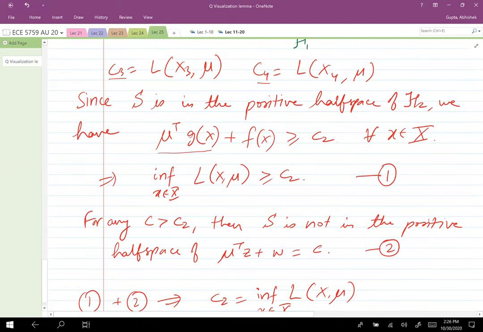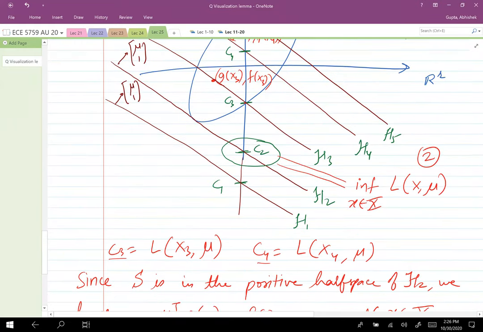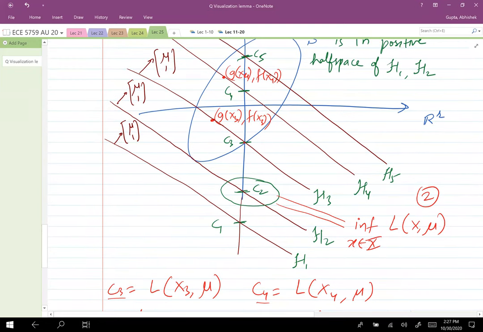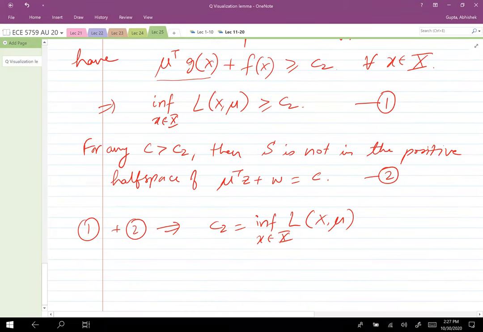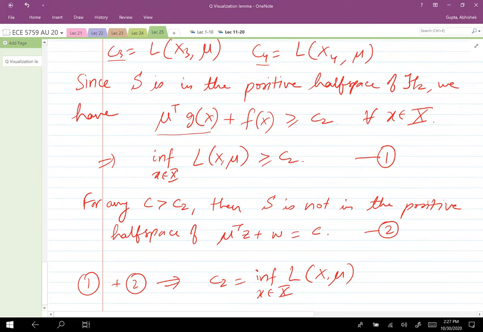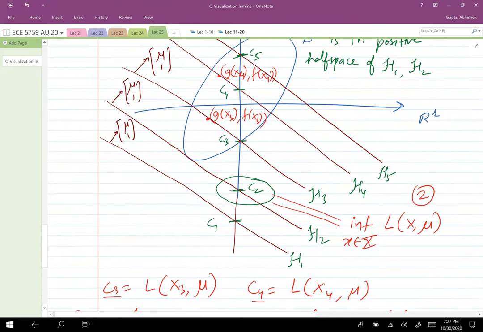The reason why I'm writing the second argument here is because I'm looking at all the hyperplanes such that S is in the positive half space of that hyperplane. So I'm looking at H1 and H2, and I'm looking at the maximum intercept that such hyperplanes can make with respect to the y-axis. That's what the second argument is about. And the first and the second argument together imply that C2 must be the infimum of the Lagrangian. So what we have done is understood the geometry of this set capital S. In particular, we are able to visualize what the infimum of the Lagrangian looks like as an intercept of certain hyperplanes on the y-axis.